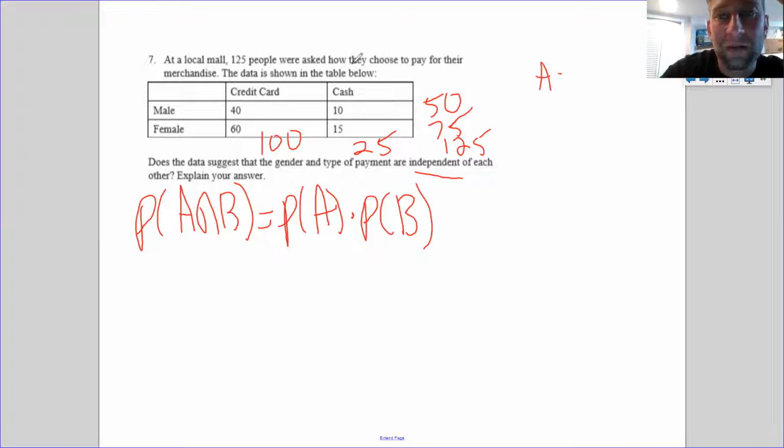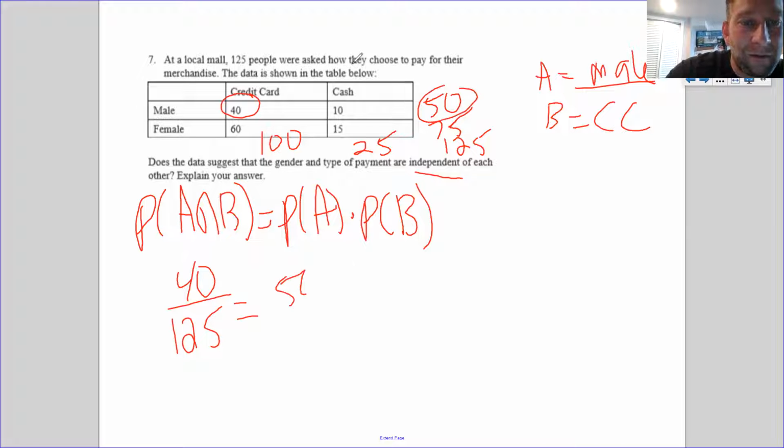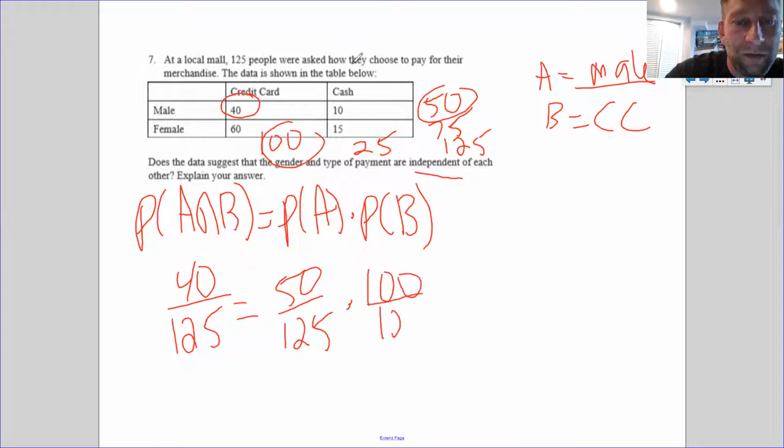Let's choose values for A and B. A is gender and B is type of payment. So let's just pick a gender and a type of payment. Let's go with male and credit card. The probability of male and credit card is 40 over 125. The probability of male is 50 over 125. The probability of credit card is 100 over 125.